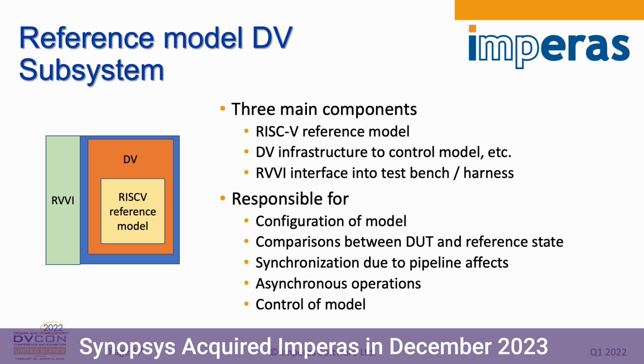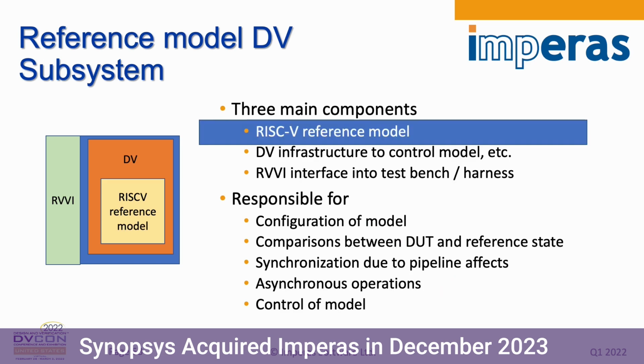Then on the right of the previous pictures was the reference subsystem. So this is more than a reference model. It needs to have other technologies in there. It's going to have the reference model, some DV infrastructure, and also an interface into the test bench. The DV subsystem is responsible for configuring the model, doing the comparisons, passing the reference state to the DUT to compare the two, and the synchronization and control. So let's drill down now into the reference model a little bit.